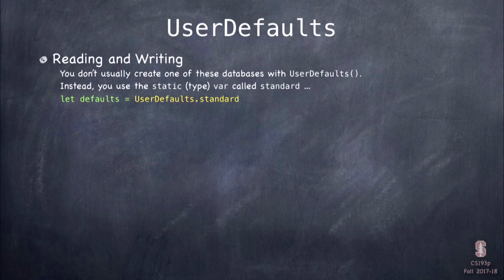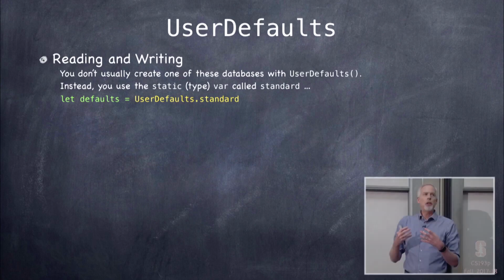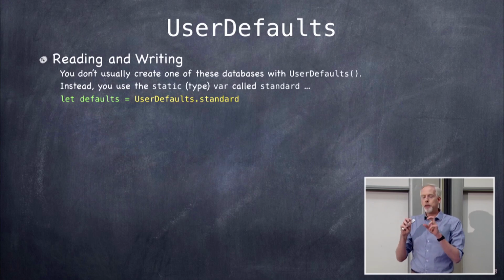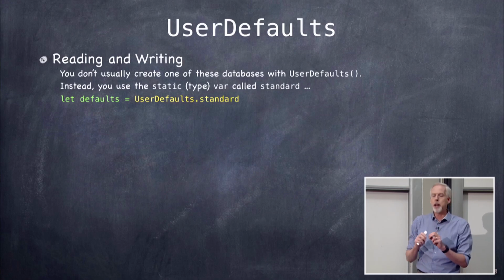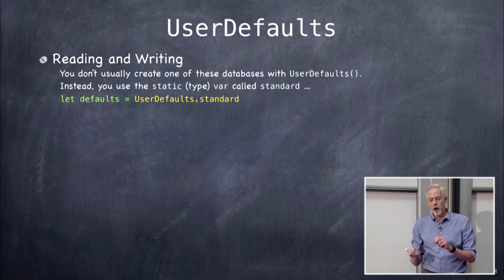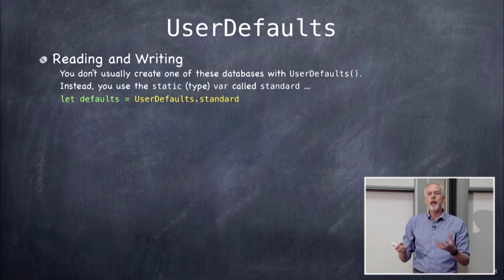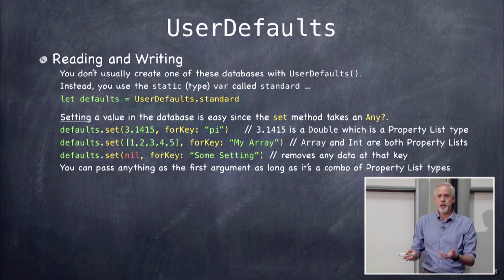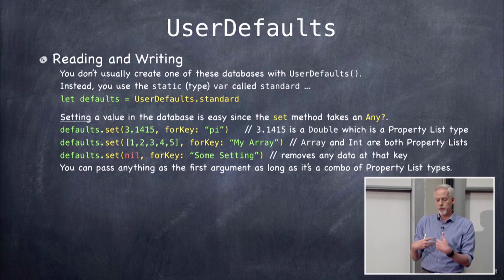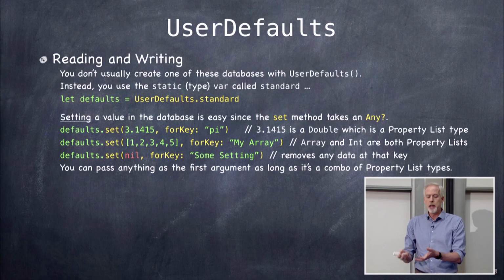So how do you read and write this? How do you access this? How do you call those methods? Well, we don't actually create a different user defaults thing. You can, but we don't usually do that. We instead use a shared one we get by saying UserDefaults.standard. Standard is a static var in the UserDefaults class, and it returns this shared UserDefaults thing. And then we just call set on it to set values, and we can call object for key to get things back.